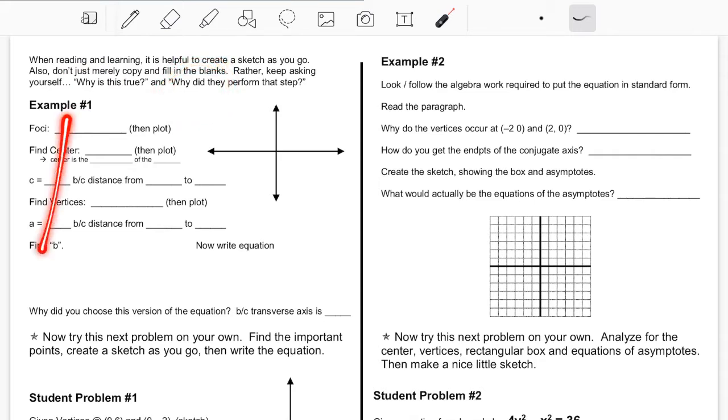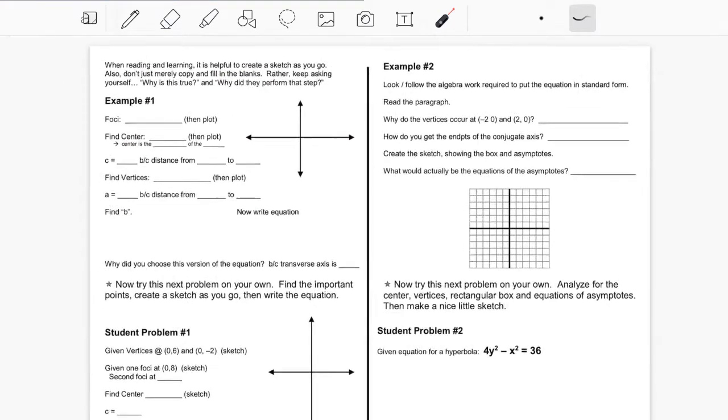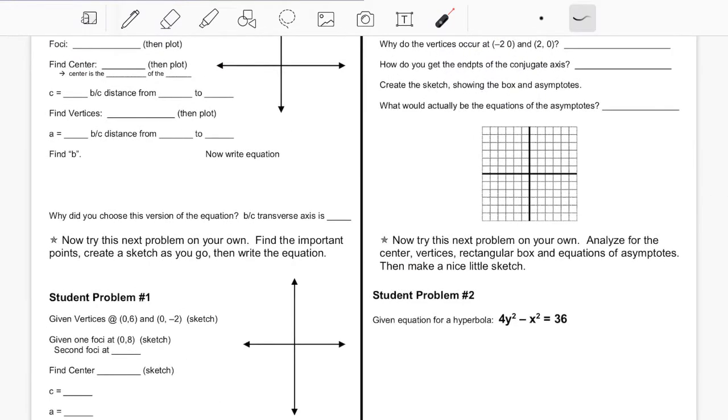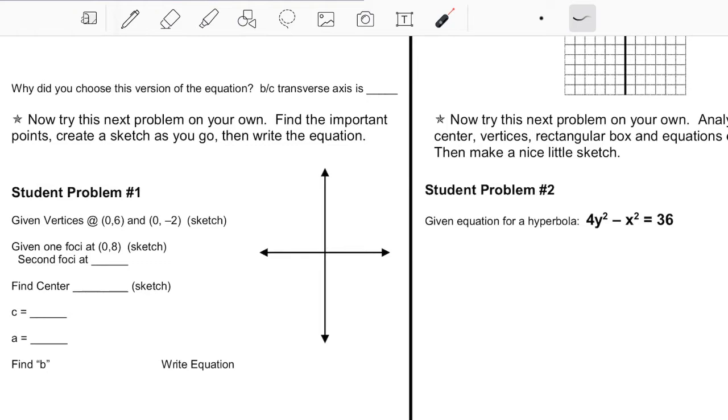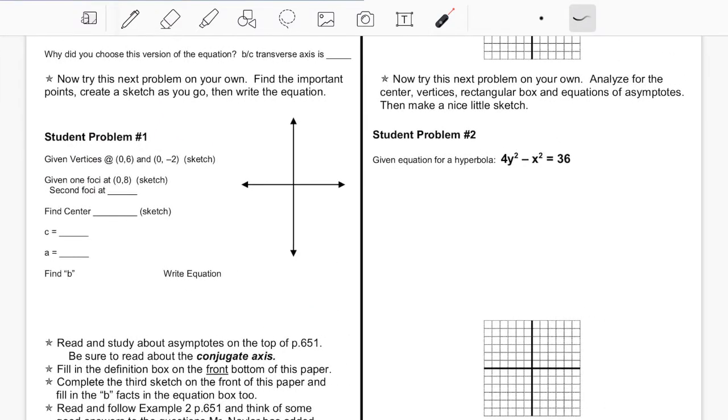Now, all these things are in the book, but these fill in the blanks are made to help you work through that learning. And now it's time to do it on your own. You're going to want to do the student problem on your own. And at this time, you're probably going to say, well, how do I know if I'm right?